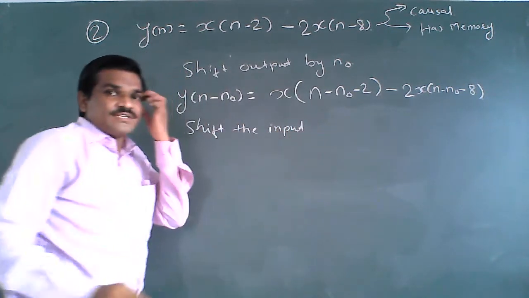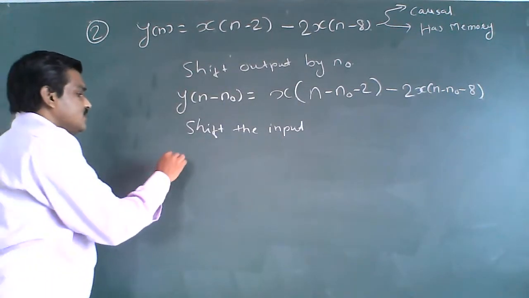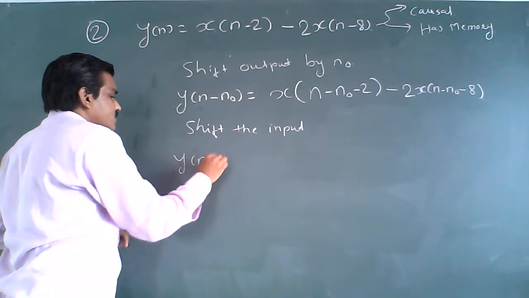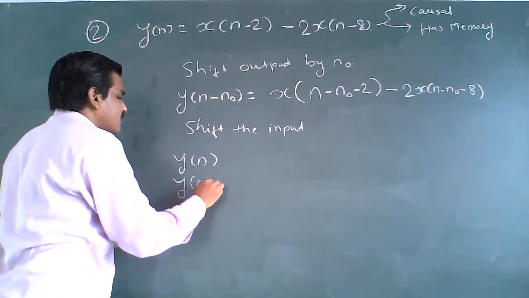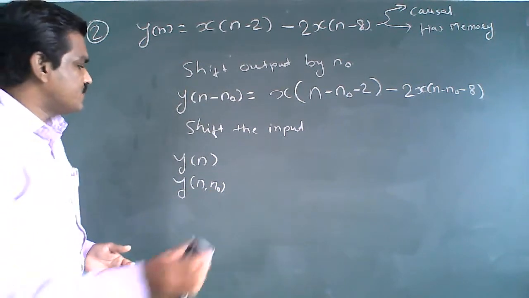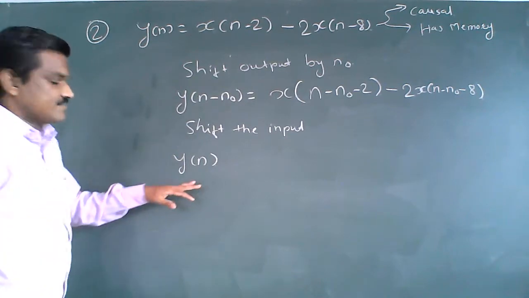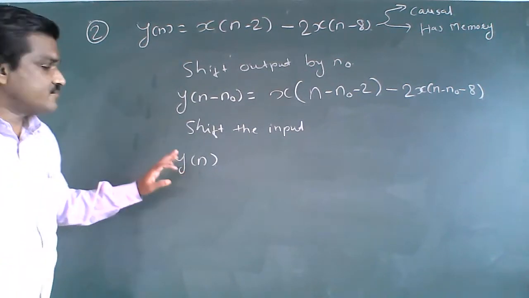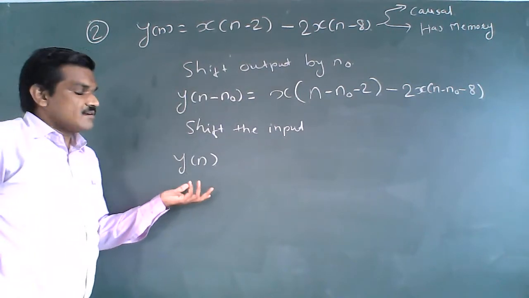So if the input is shifted, then what will be the output? The output is your y[n]. We have used another nomenclature, that is y of n comma n0. You can use it this way. It is up to you which nomenclature or fundamental terms you want to use. So you can use y of n, or you can use y of n, n0.